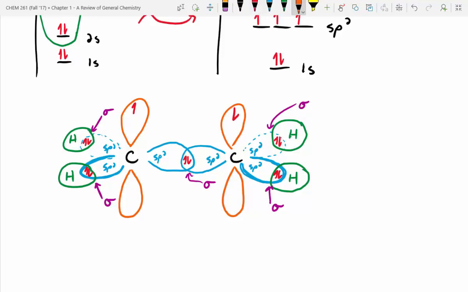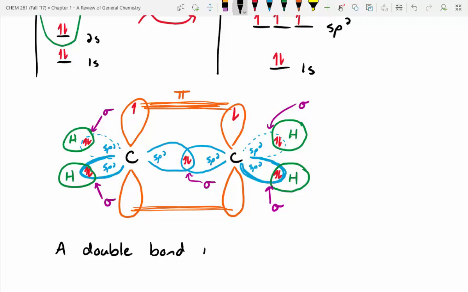And in this case, what we're going to do is we're going to have a side-on overlap. And what's this sort of overlap called? Pi bond. So another way of thinking about this is a double bond is a sigma plus pi bond.